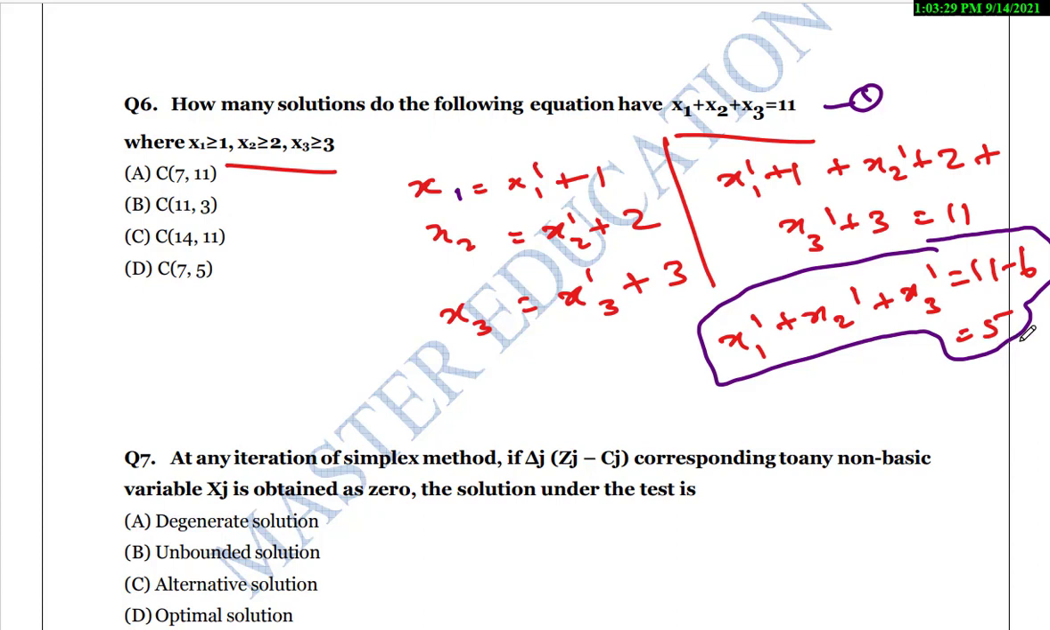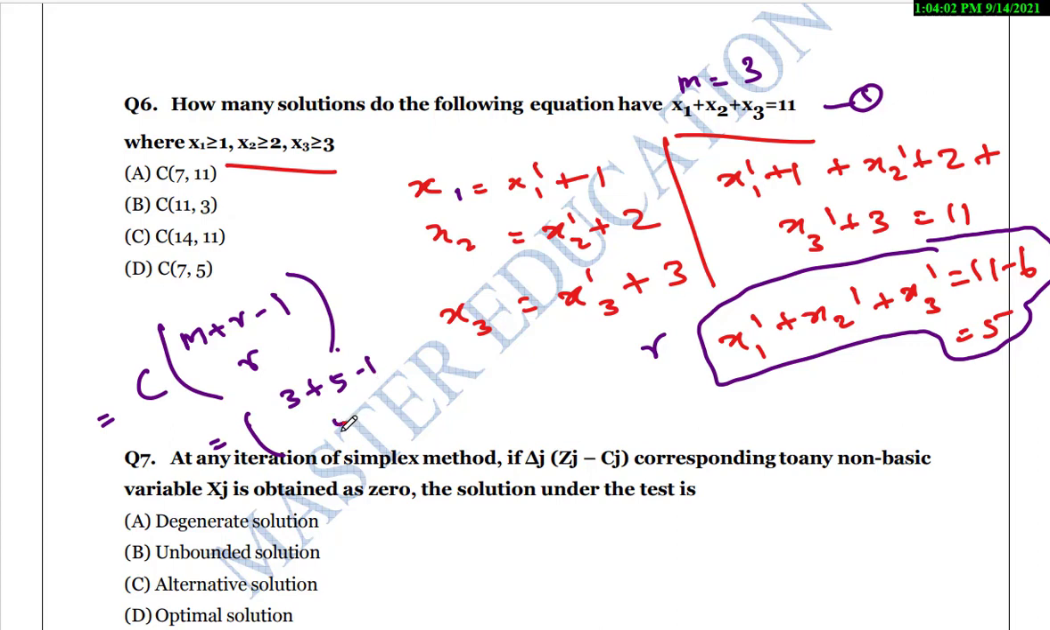Okay, this is a regeneration equation, or this is called an OR value. So OR is 5, and m is the number of variables. So here, how many variables? x1, x2, x3. There are 3 variables. So the formula is m plus or minus 1 and or. So the m value is 3, plus 5 minus 1. So 8 minus 1 is 7, and 5.